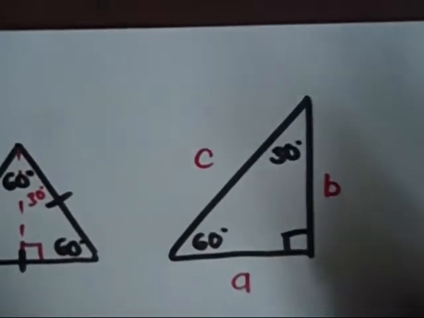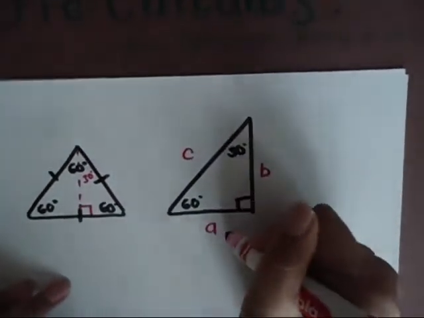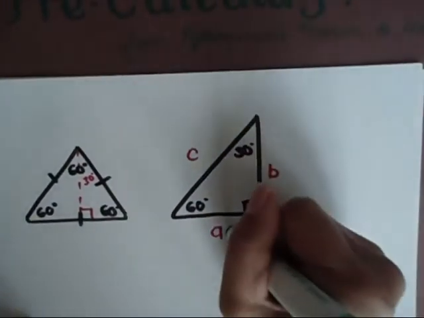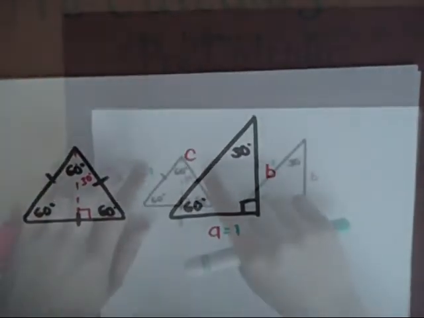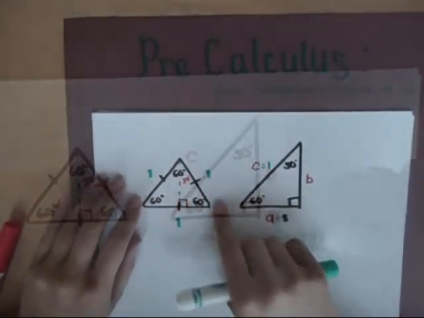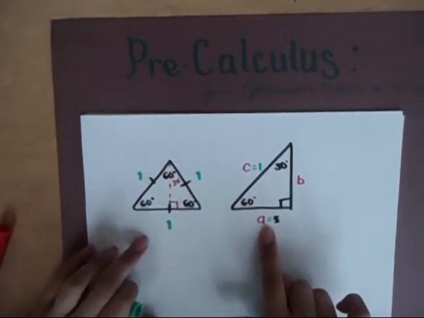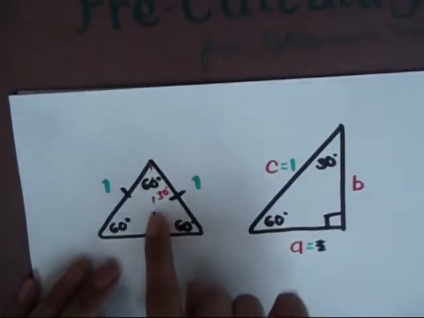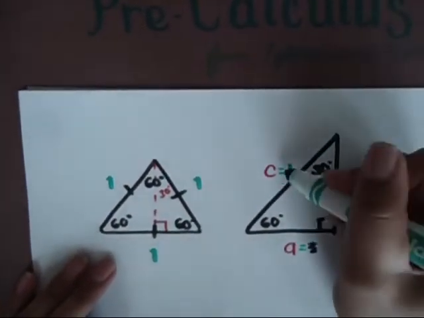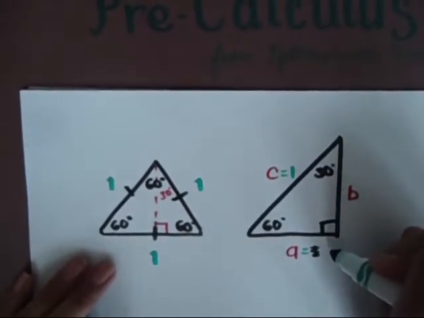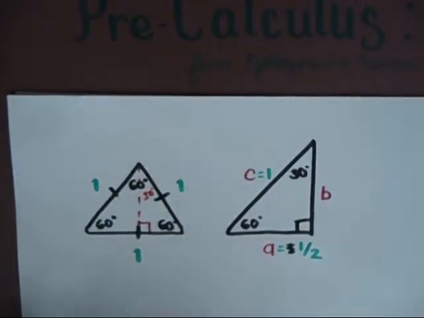Okay? So if C equals 1, if all sides are 1 in the equilateral triangle, C would equal 1. So, to find A, we cut the one side in half, right? So A is half of the side, so half of 1 is 1/2. So we need to find B.